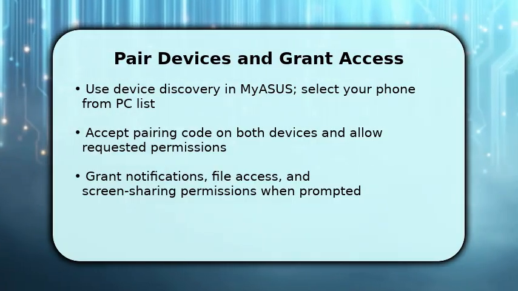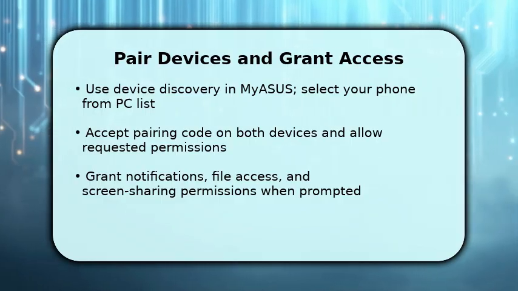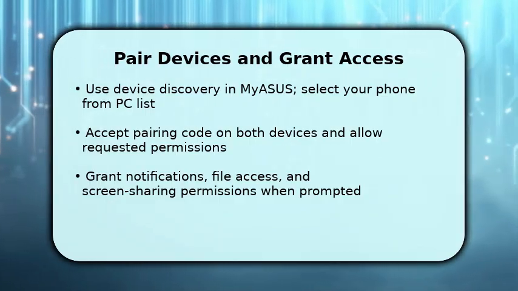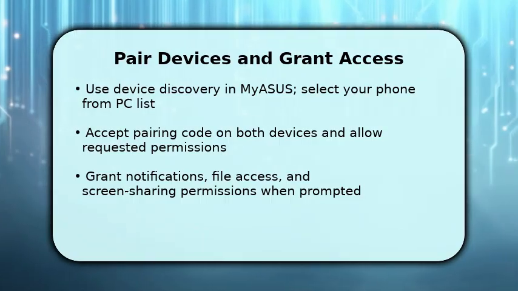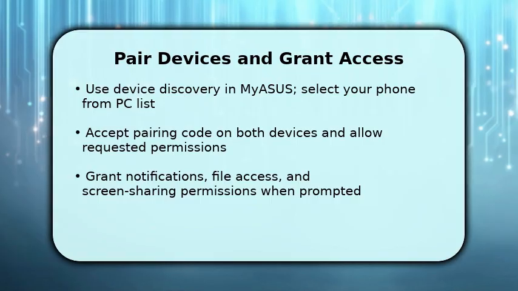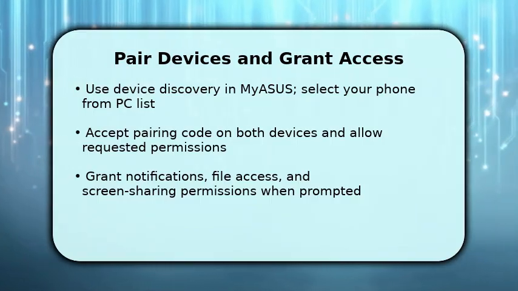Make sure to allow the app permissions it requests. Notifications, file access, and screen sharing are typical. These permissions let Link to MyASUS mirror screens, transfer files, and show phone notifications on your PC.